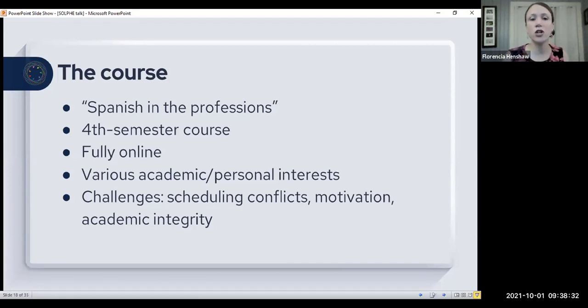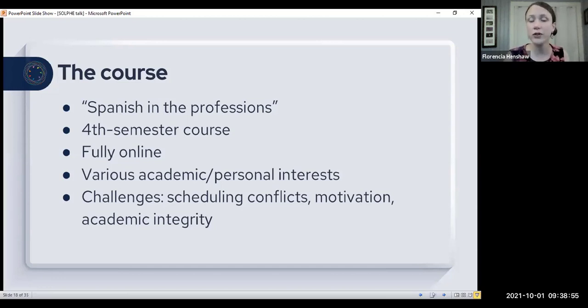The course is called Spanish in the Professions. I didn't make up the course. I didn't name the course. That's just the name of the course in the catalog. And if you're in higher ed, you know how hard it is to change courses and content and titles and things like that. So that's staying Spanish in the Professions. It is a 4th semester course. We have a semester system.